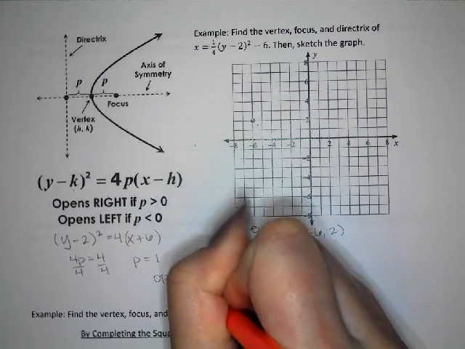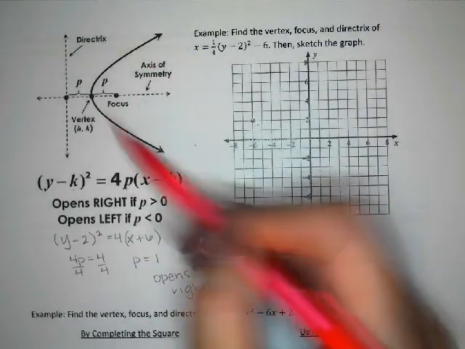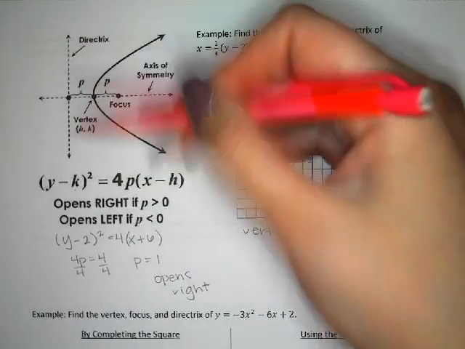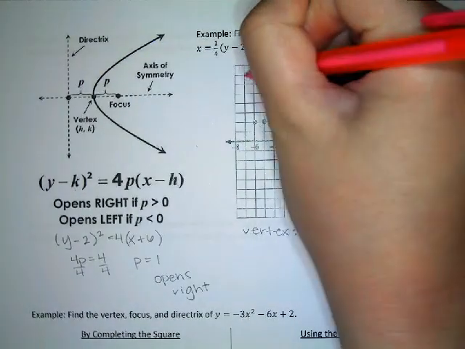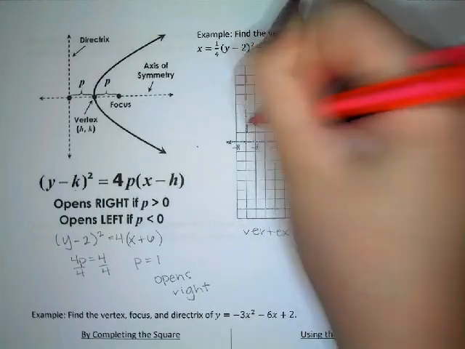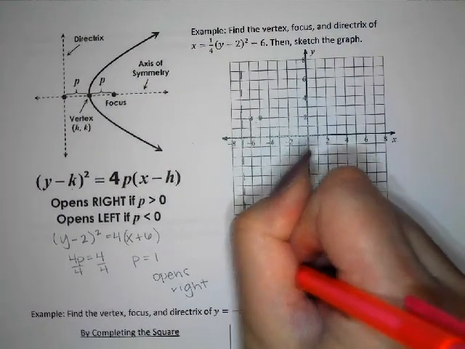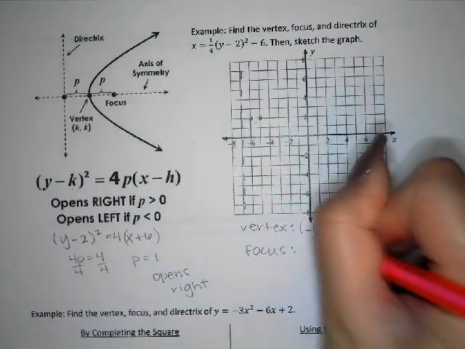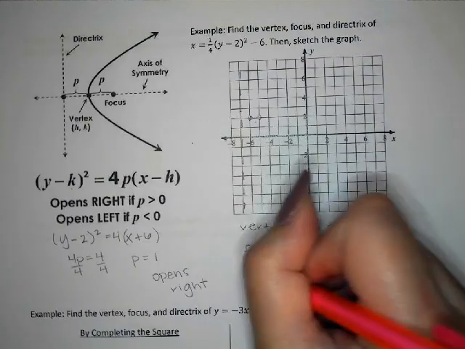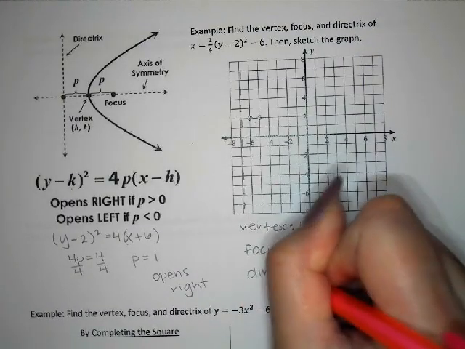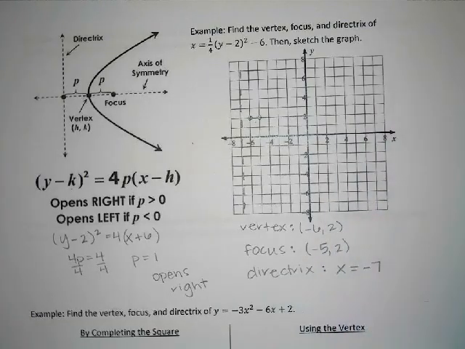Okay, and so the focus is going to be inside of the parabola as it opens to the right, and the directrix is going to be a vertical line to the left. So here's the focus, here's the directrix. Okay, so focus, take this, go to the right, so that's -5, 2. Take this, go to the left, that's going to be -7. And that's an x equals equation because it's a vertical line, so x equals -7.